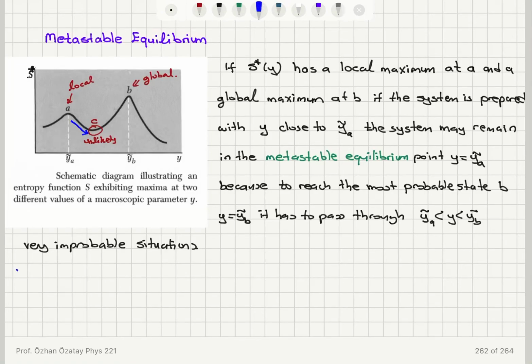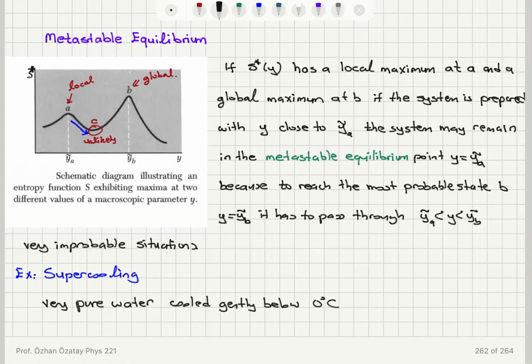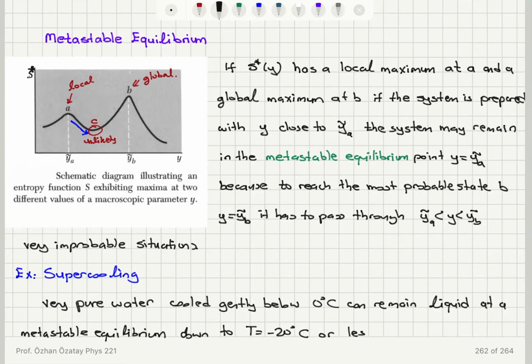So we can give an example for this situation. An example you can think of is supercooling. What is supercooling? Well, if you have very pure water cooled gently below 0 degrees Celsius, it can remain liquid in a metastable equilibrium easily down to temperatures of minus 20 degrees Celsius or even less than that.